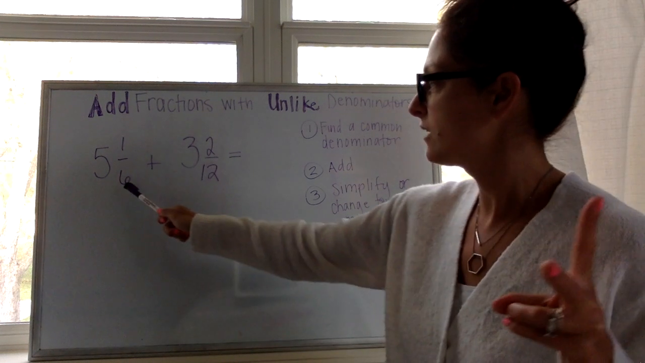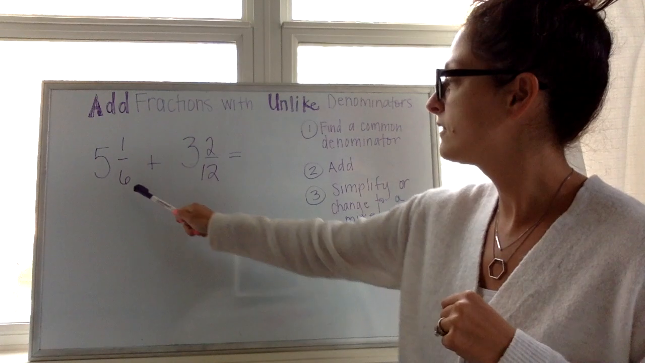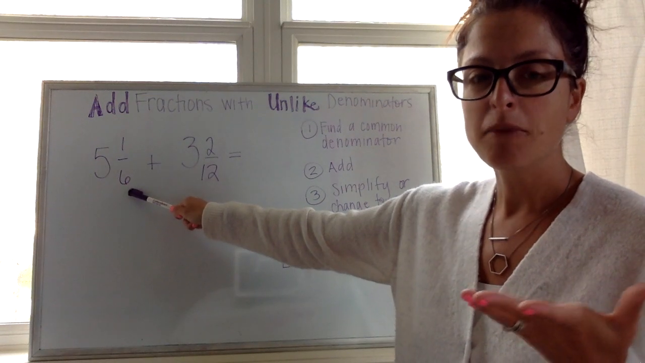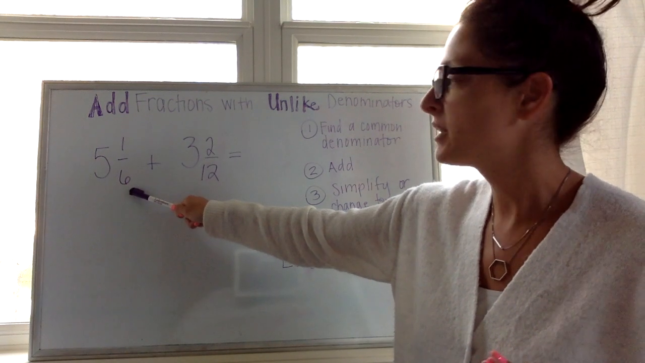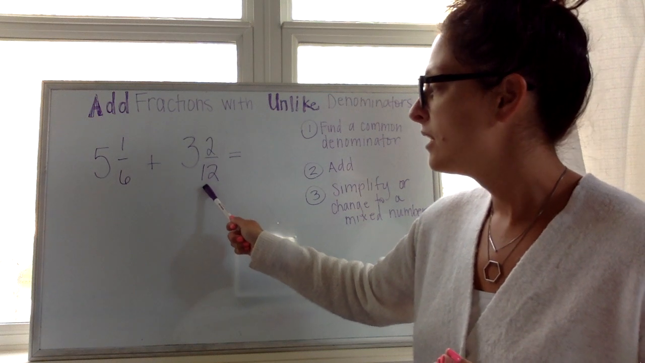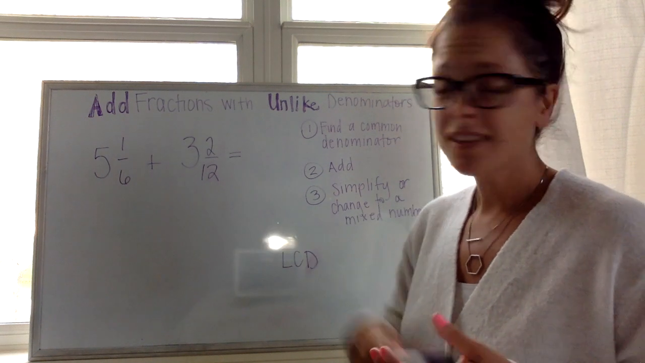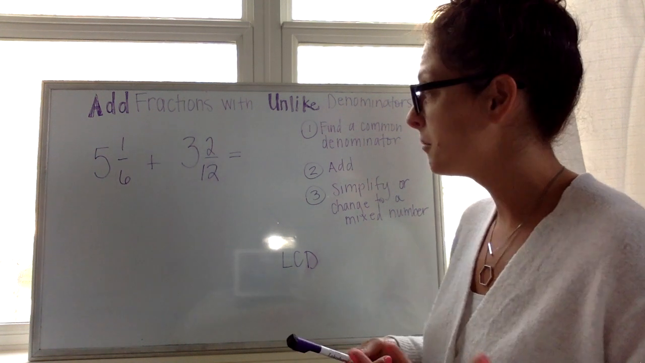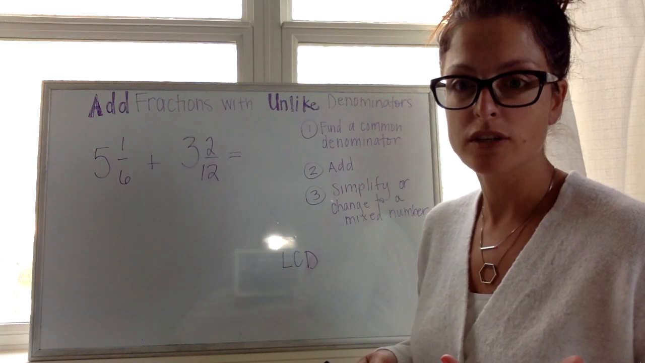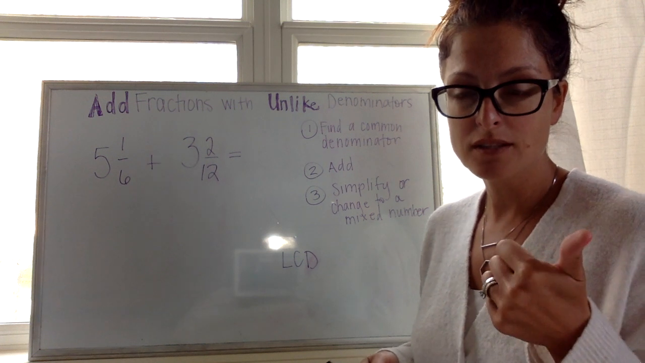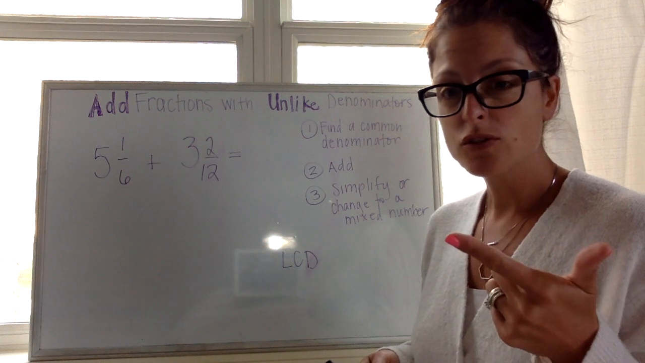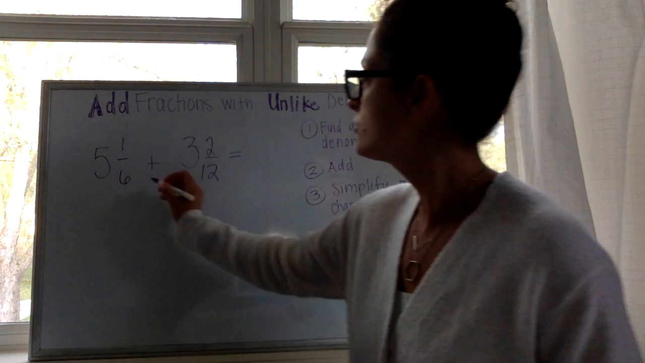We can either look at both of our denominators and look at the lower one and ask, is there anything I can multiply by the smaller number in order to get the larger number? You need to think about your multiplication facts. In this case, we can multiply something by 6 in order to get 12. So I know 6 times 1 is 6, 6 times 2 is 12. So I can multiply by 2.